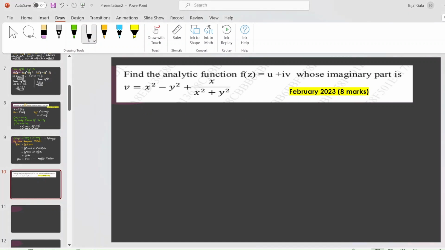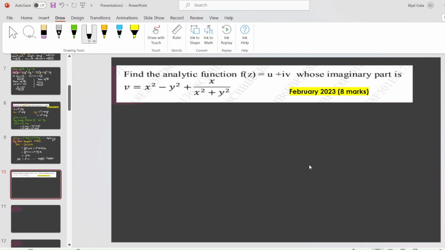Let's look at the next example. Similar example in the same category. The question is again asking you to find the analytic function written as u plus iv, where u will be the real part because it does not have i, and v will be the imaginary part. The question has now given you v rather than u.